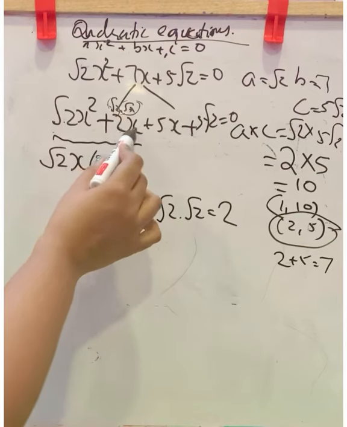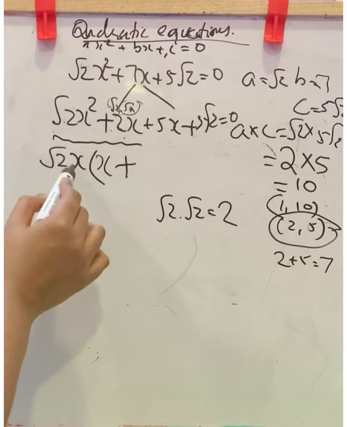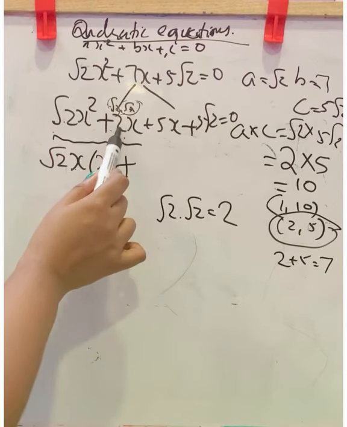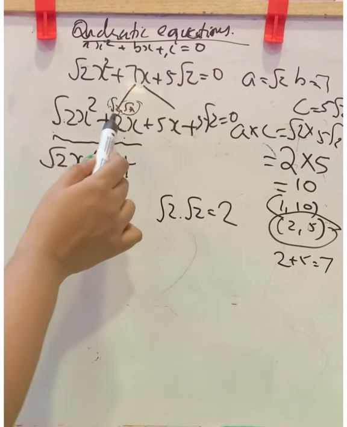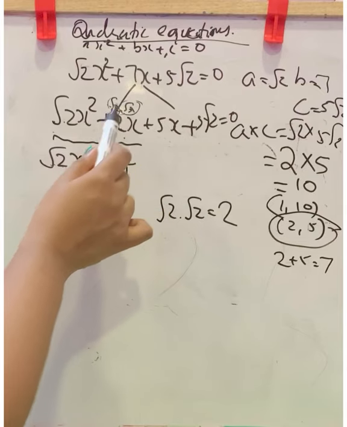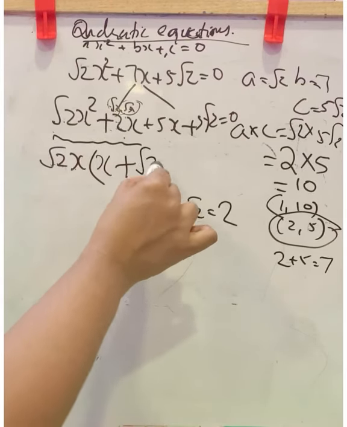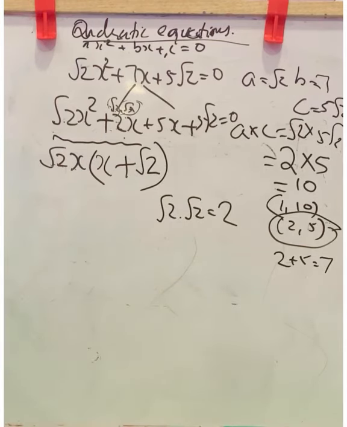Plus here it is 2x. X is already taken, so there is no x term here. But from 2, root 2 is taken. Actually 2 is root 2 into root 2. From that root 2 is taken. Balance will be root 2. Close the bracket. Don't get confused.